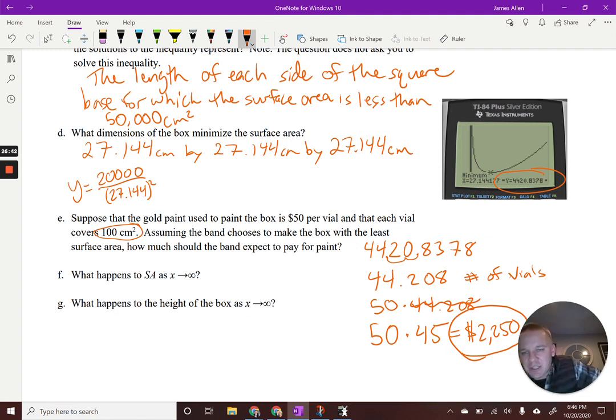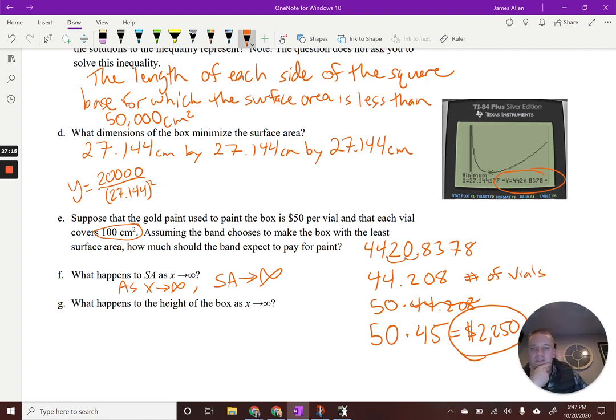So what happens to the surface area as x approaches infinity? Well, as x approaches infinity, we can see our graph is going way up there, right? So my surface area is going to go to infinity. Lovely. So as x approaches infinity, I'll write out the full statement. Surface area approaches infinity. Cool.